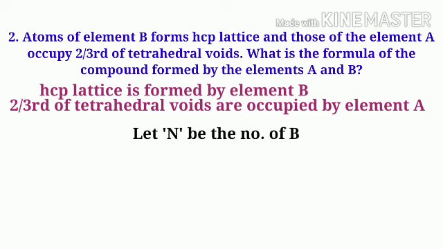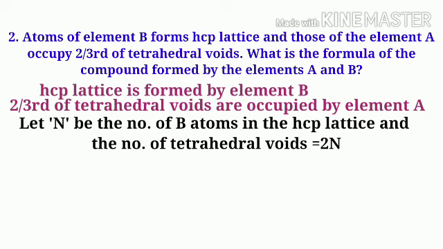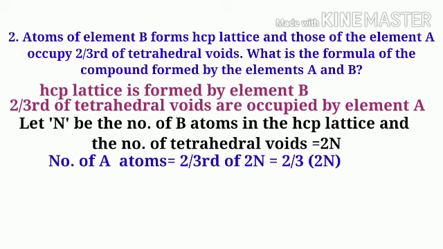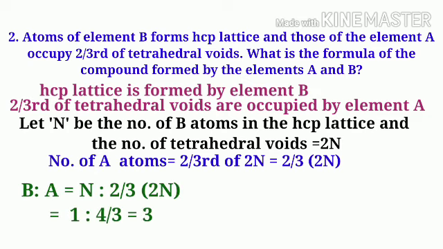Let n be the number of B atoms in the HCP lattice and the number of tetrahedral voids formed is 2n. Only 2/3 of these tetrahedral voids are occupied by the atoms of element A. The ratio of the number of atoms of the elements B and A is equal to n:2/3 into 2n, which is equal to 1:4/3.